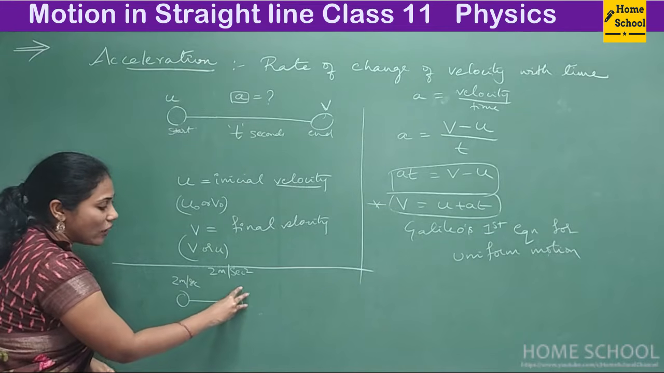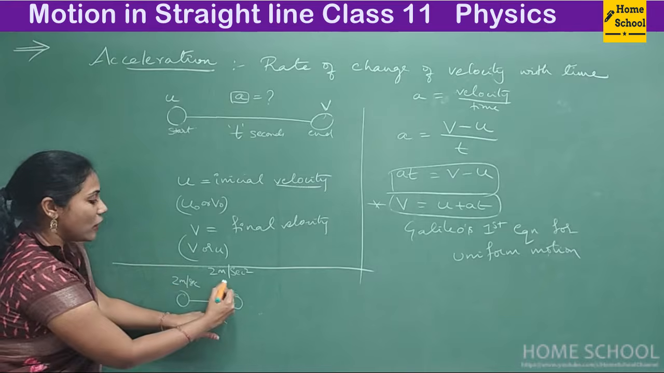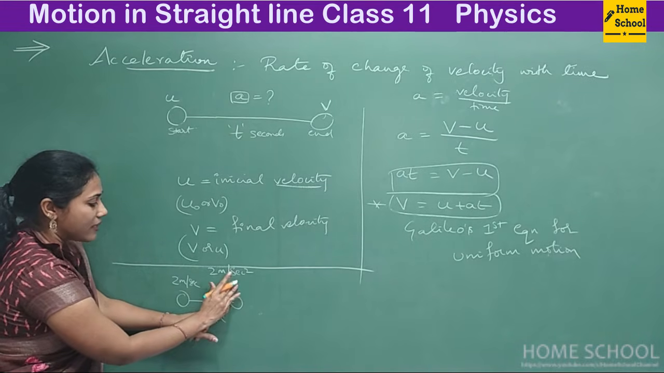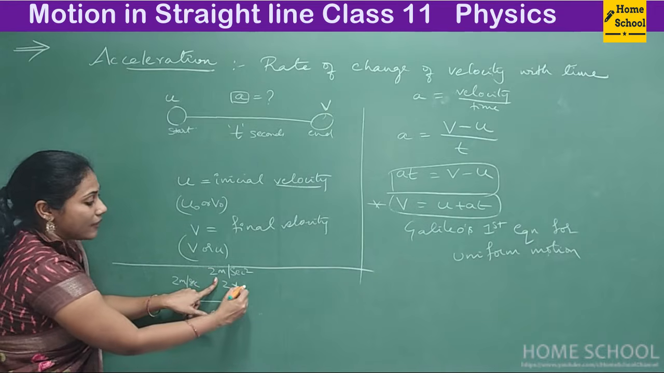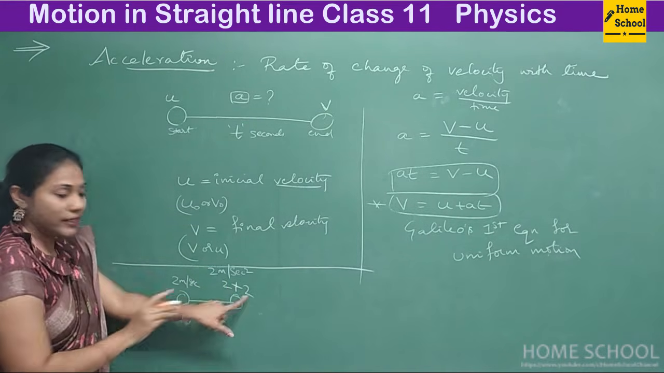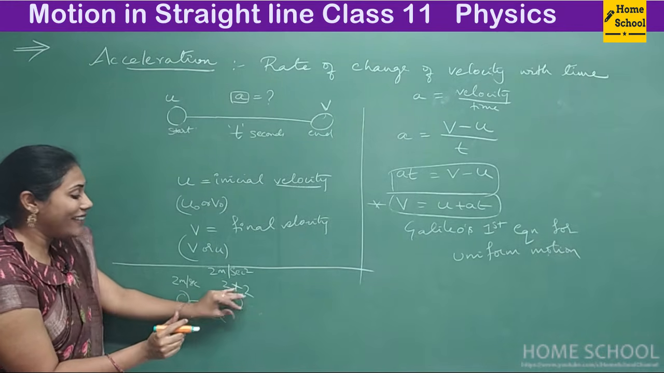Can you tell me what is the velocity of the ball at this point? It is the initial velocity, 2 meters per second, plus you are adding 2 meters per second. Okay, so 2 plus 2 in 1 second, right? So this is the velocity of the ball at this point.